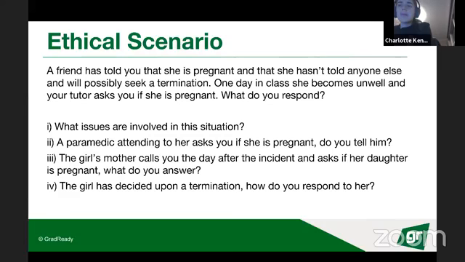So the next one is a paramedic attending to her asks you if she is pregnant. Do you tell him? That's kind of an escalation in the scenario, because it's gone from your tutor asking to paramedics being in the room, and you're like, what's happening? I think this one really needs you to talk about a lot of the hypotheticals.